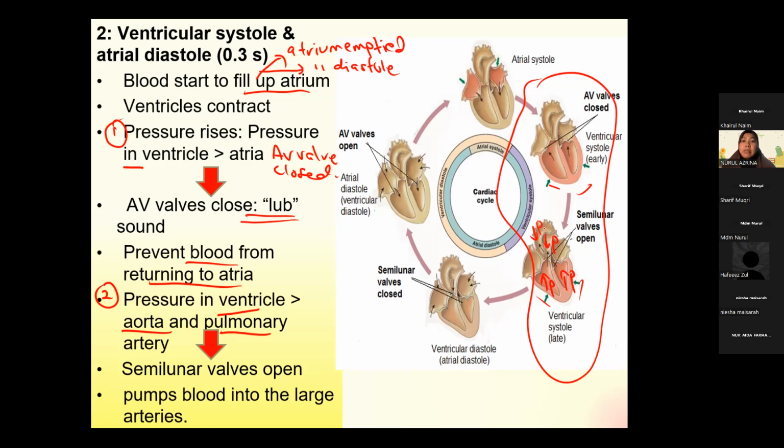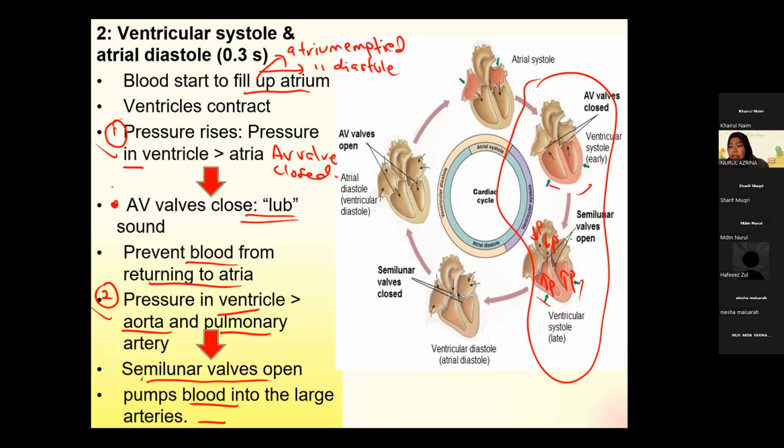So in this case, the blood will be forced to be pumped out of the heart from the ventricle into either the pulmonary artery or the aorta. This will cause the semilunar valve to open, so that blood can be transported out from the ventricle into the aorta or the pulmonary artery. The semilunar valve will open, thus pumping blood into the large arteries. So this is the condition you have to understand in relation to the second stage, ventricular systole and atrial diastole. There are two different conditions in terms of pressure.